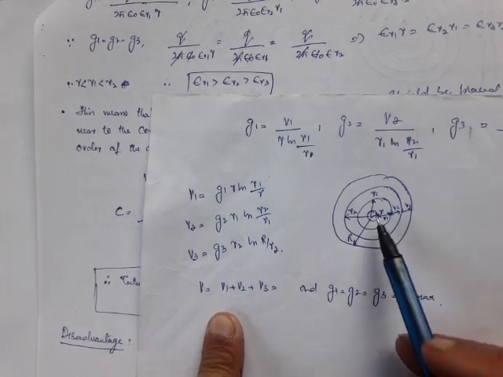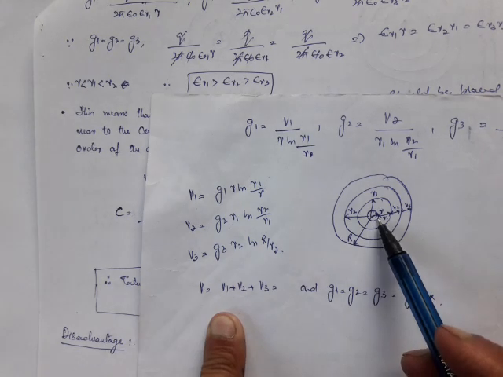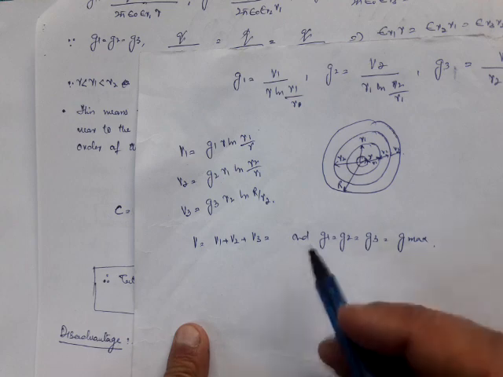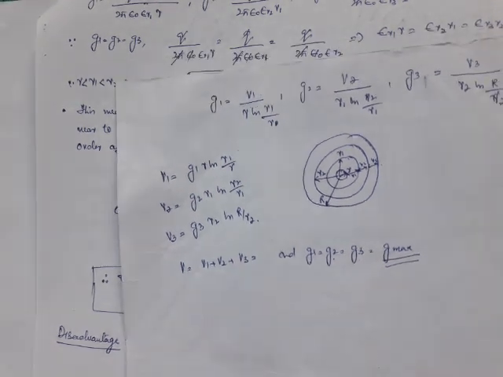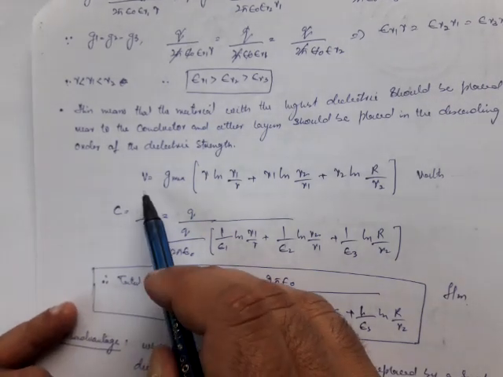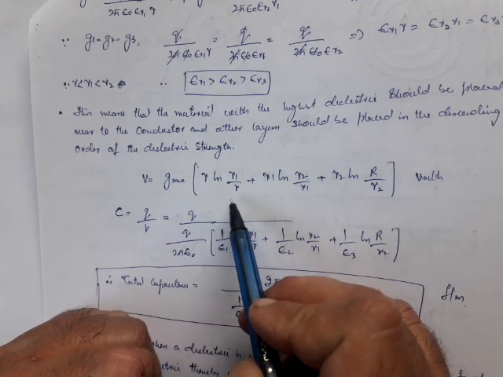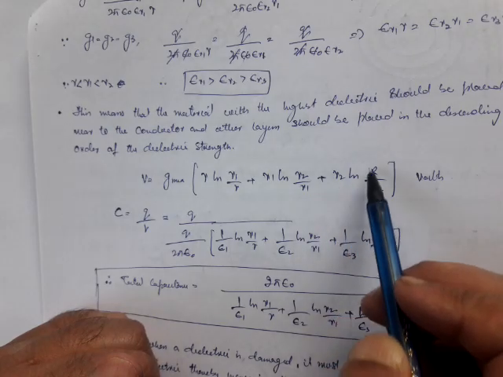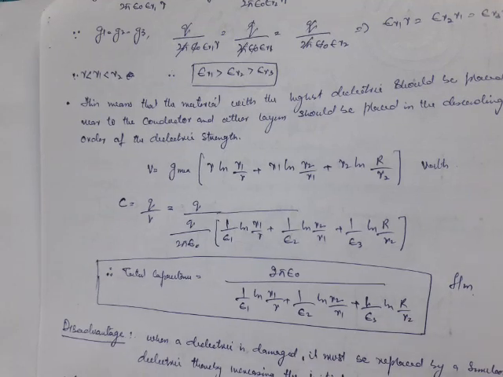The total voltage from here to here will be V1 plus V2 plus V3. That will be the voltage of this conductor with respect to the sheath, because the sheath is at the potential of the ground. Since G1 is equal to G2 is equal to G3, let us say it is equal to Gmax, as we have already seen. So this V, the total operating voltage, will be equal to Gmax times R ln of R1 by R plus R1 ln of R2 by R1 plus R2 ln of R3 by R2 volts. In this case, you can calculate the value of the voltage.